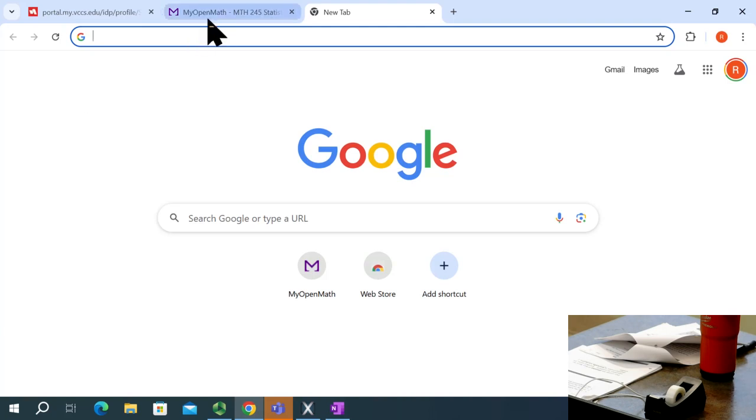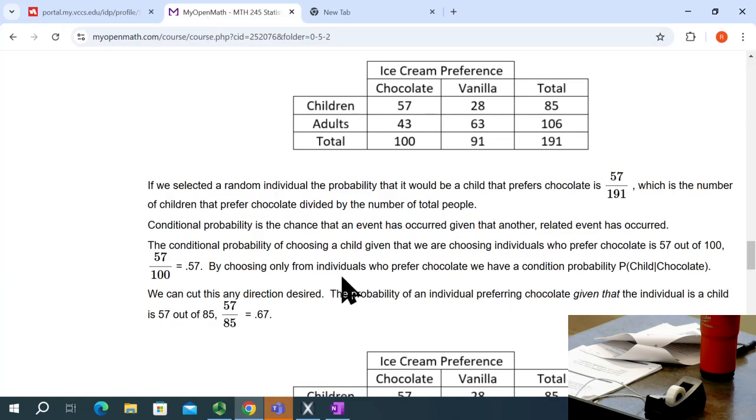So this kind of thing is an excellent way to look at probabilities. And this is the way that, to me, is the easiest thing to do because you can figure things out. Right, we've got ice cream preference for children and adults. All right, I made these up. I have no idea what ice cream preference is.